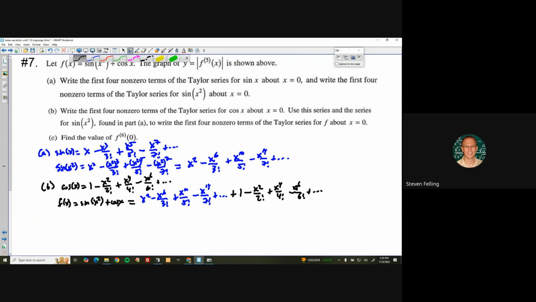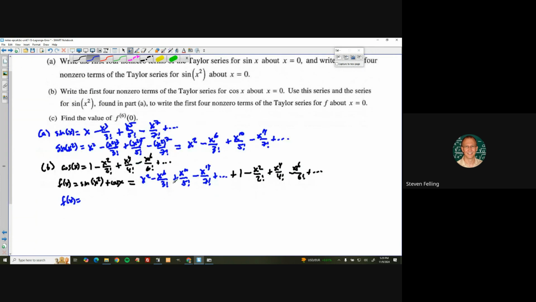And then I think we should write this in a little bit nicer form so we can work with it. What's the lowest degree thing here? That would be the 1. So we'll start with the 1. There's no x's, but there are two x squareds. There is a 1, and then there's a minus. So this is plus 1 minus 1 over 2 factorial x squared.